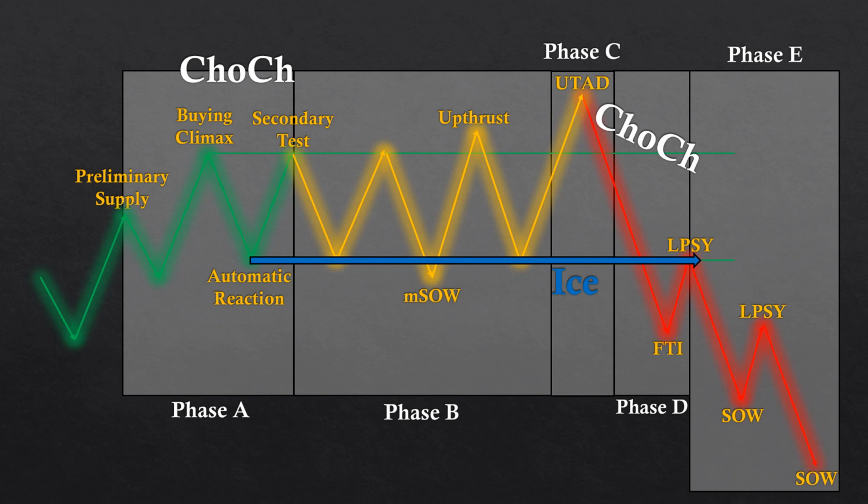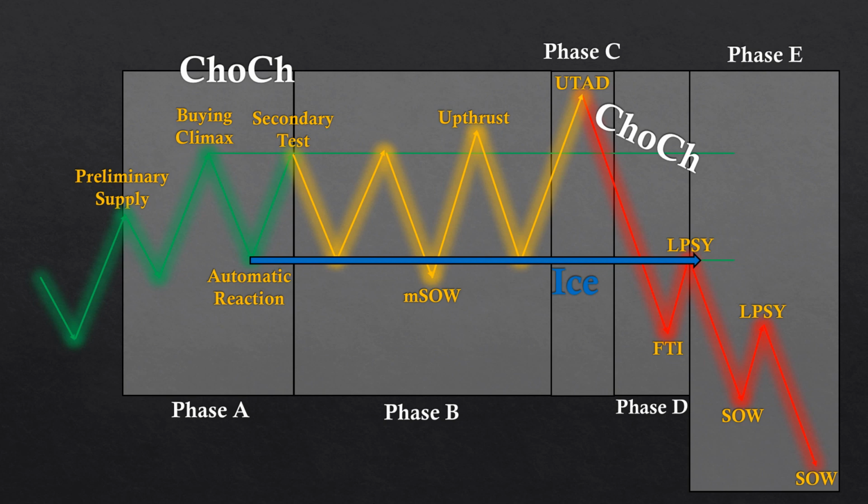Phase E is marked by successive signs of weakness and last points of supply, and the harmonic relationship between price and volume, or effort and result. This generates the characteristic lower highs and lower lows of a downtrend. This is the complete horizontal distribution structure according to the Wyckoff methodology.